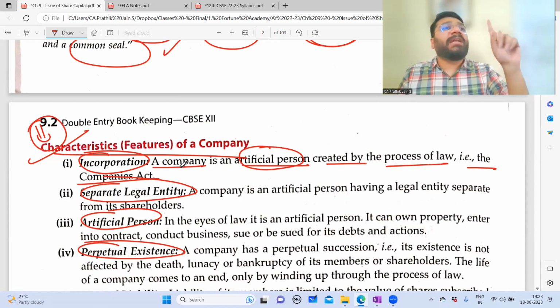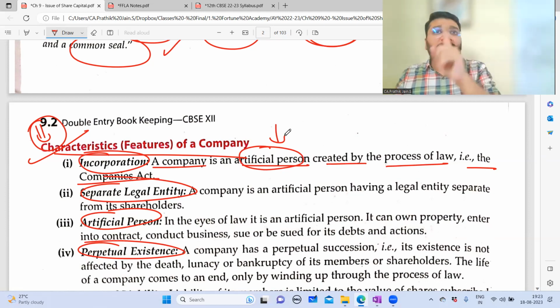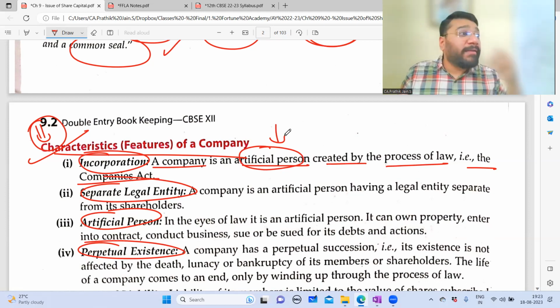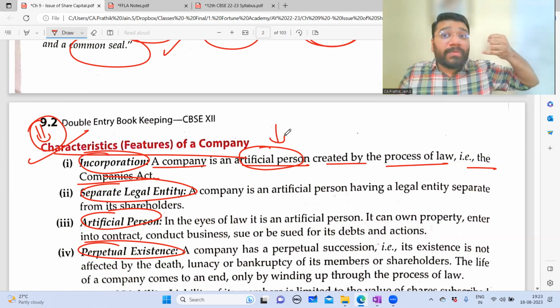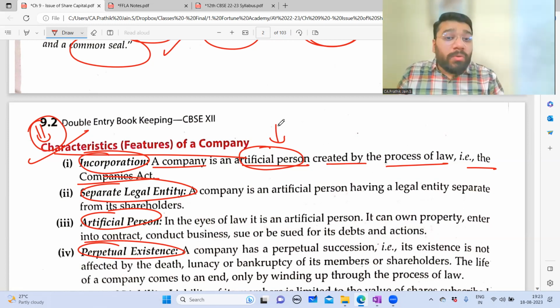So a company is an artificial person. We have studied this concept in the golden rules: personal account, real account, nominal account. In personal account, we had three categories: natural personal account, artificial personal account, and representative personal account. So who were the artificial person accounts? In that rule, to whom did they refer as artificial person? To sole proprietorship concern, partnership concern, and company. So why is the company called an artificial person?